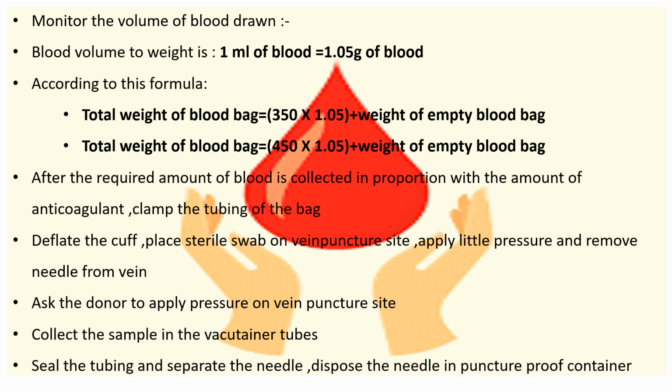After the required amount of blood is collected in proportion with the amount of anticoagulant, we will clamp the tubing of the bag, deflate the cuff, place a sterile swab on the venipuncture site, apply a little pressure and remove the needle from the vein. Ask the donor to apply pressure on the venipuncture site, collect the sample in vacutainer tubes, seal the tubing and separate the needle, and dispose of the needle in a puncture-proof container.